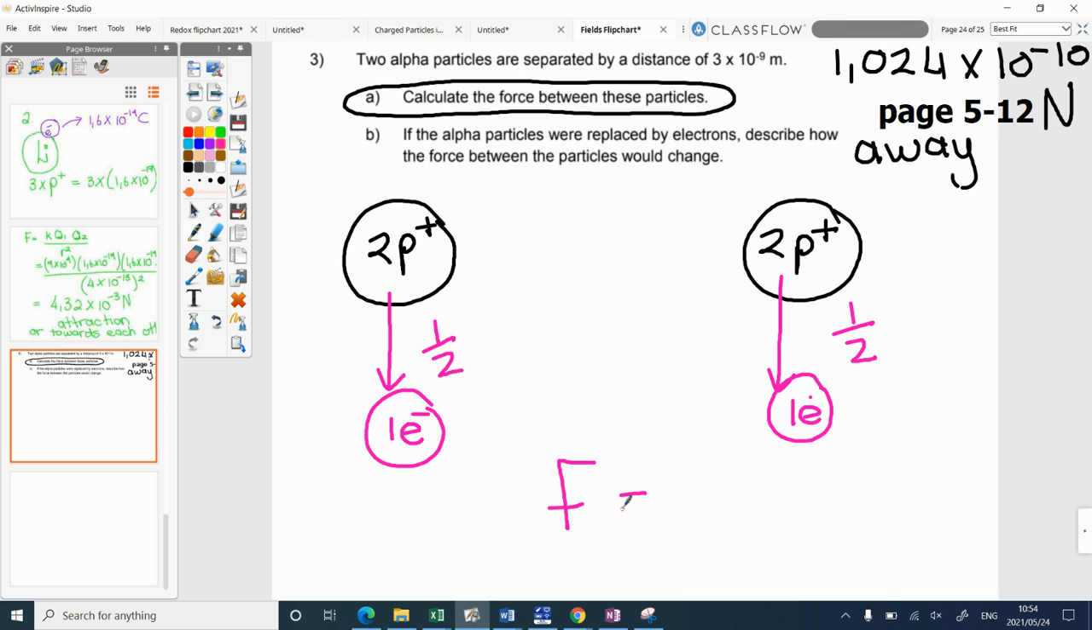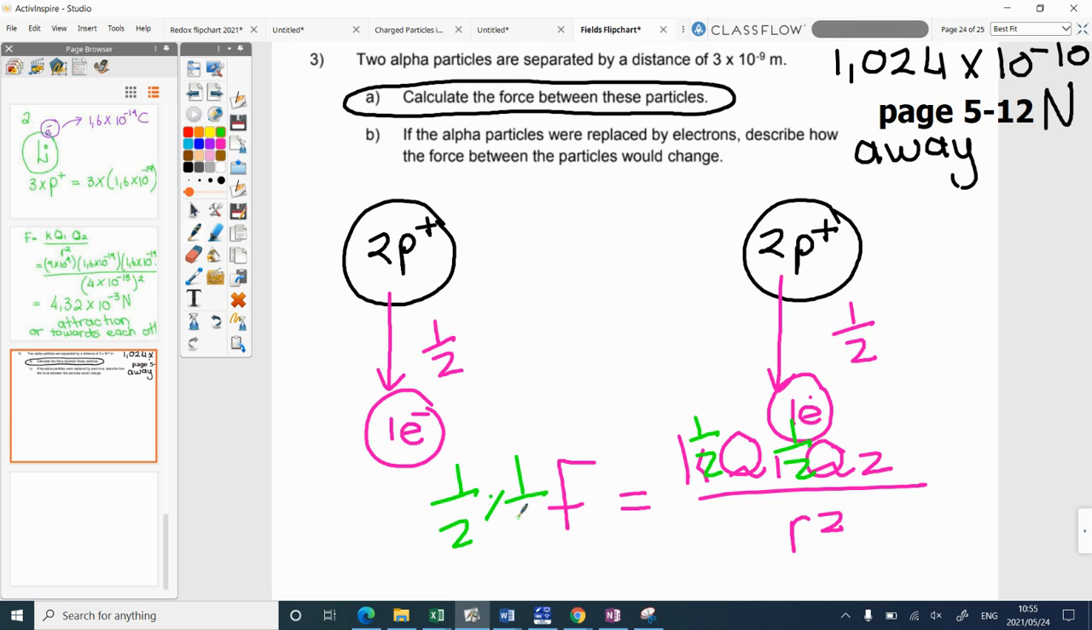Remember, if you're going to guess, rather don't and use the equation. K, Q1, Q2 over R squared. Is Q1 still Q1? No, it's half of what it was. Is Q2 still Q2? No, it's half of what it was. So here I must times by a half and another half. What do I get? 1 over 4. So it's going to be a quarter of what it was. So this new force will be 1 over 4 of what it was there.